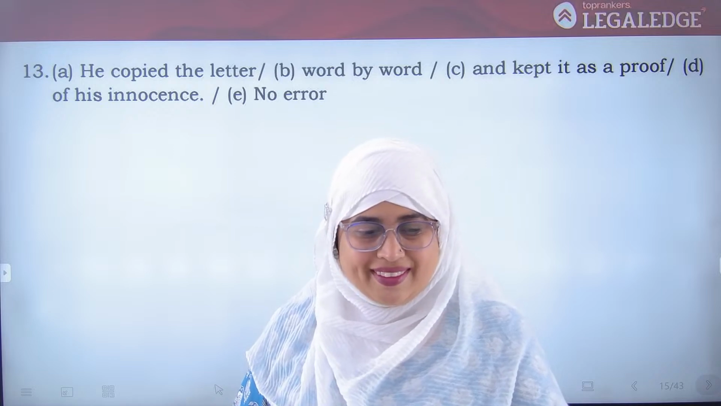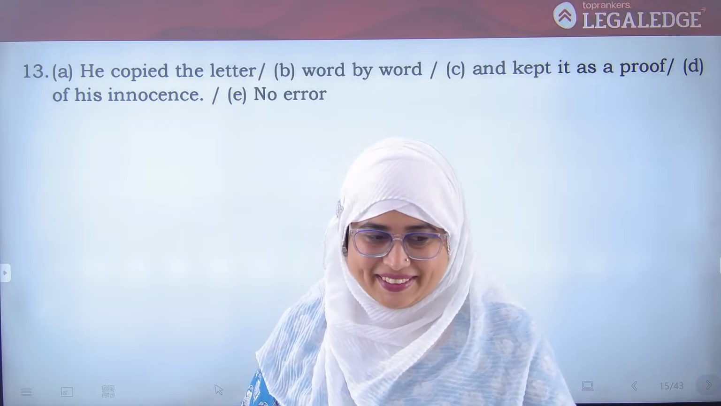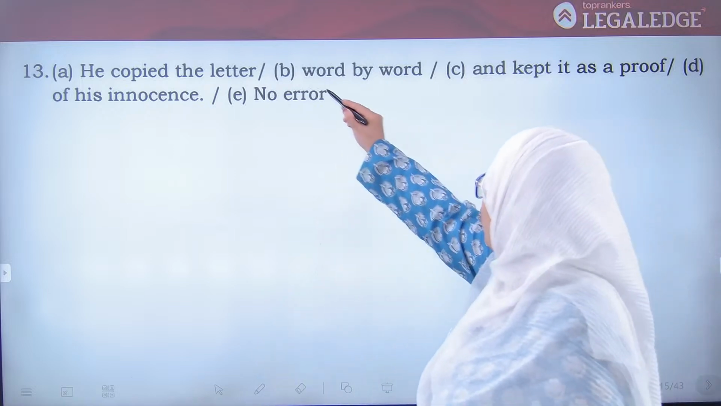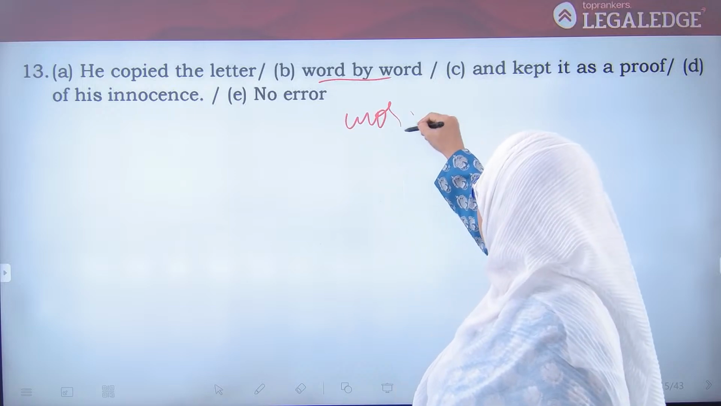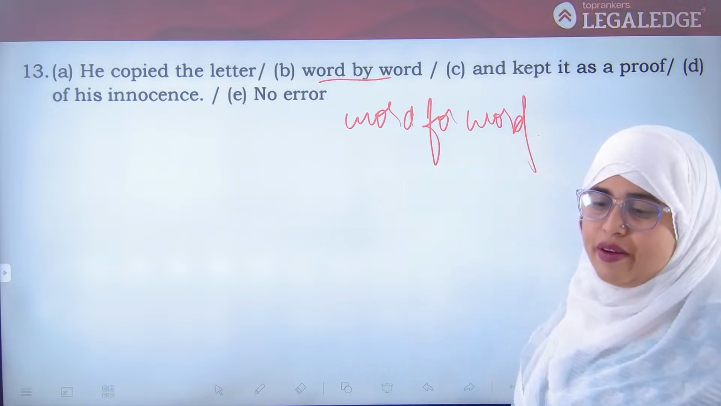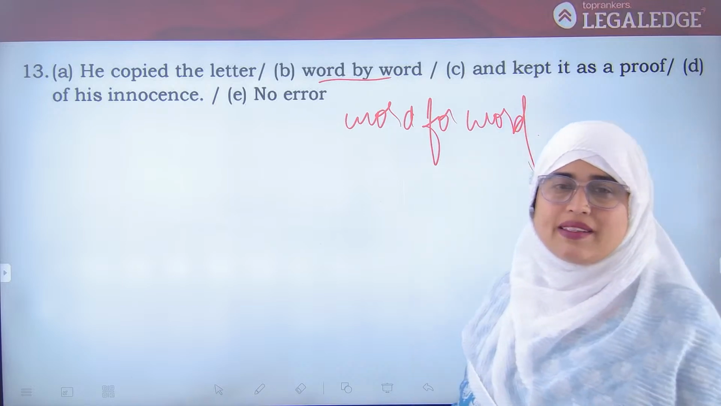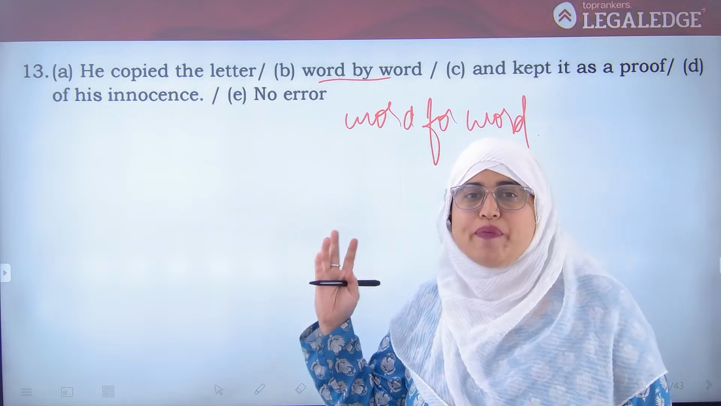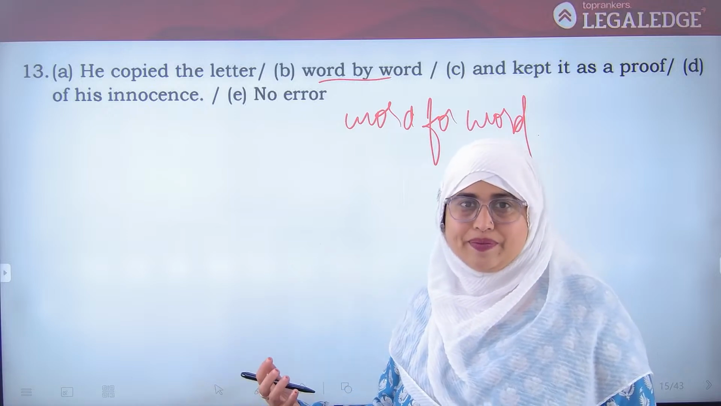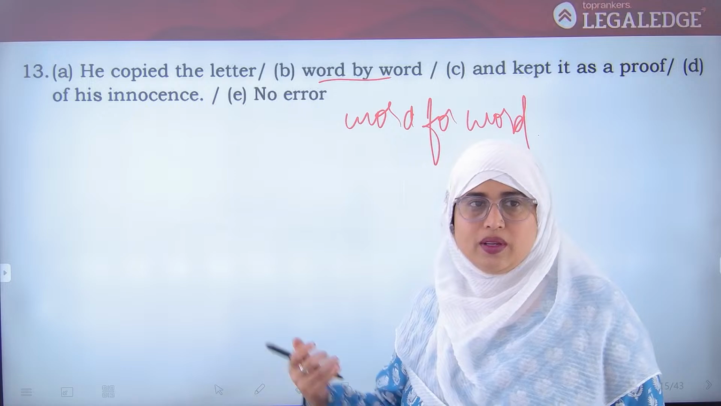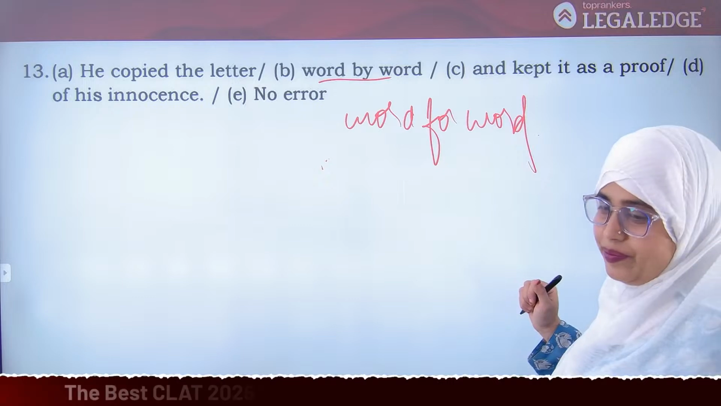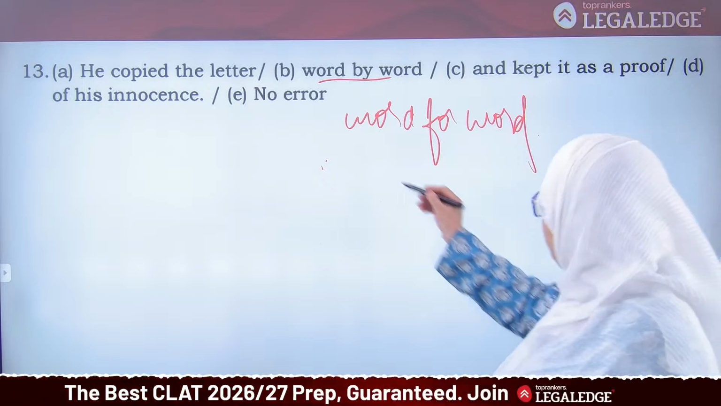Come on, students. He copied the letter word for word. This can be a structural error and also a prepositional error, because there are certain fixed prepositions in certain structures, like good at, bad at, listen to. Accordingly, here it should have been word for word. So B was erroneous here.